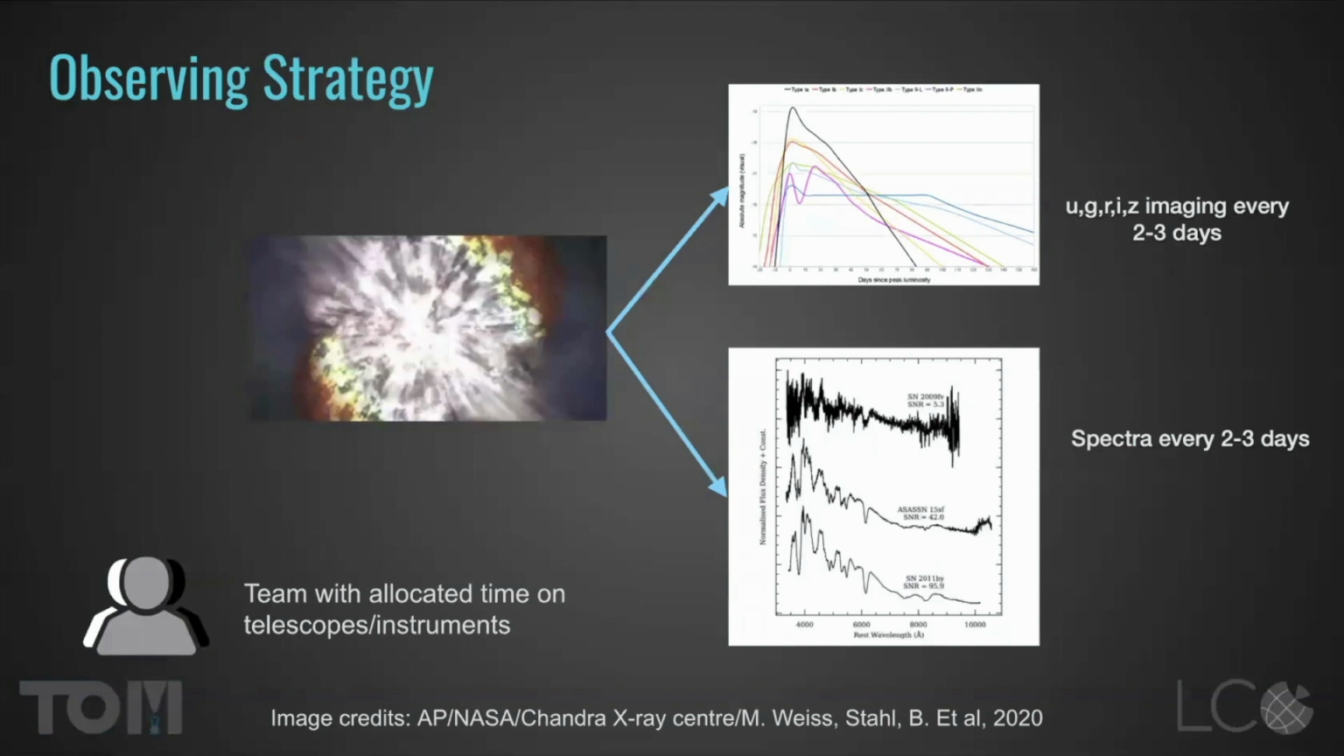Another feature that the TOM offers is support for predefined cadence strategies. It's often the case that astronomers can define their observing strategy in advance, even if they don't know exactly what their targets will be. For instance, when a supernova is detected, an observing team who have applied for time on a given telescope know that they're going to be taking time series imaging in multiple filters every few days, and likewise spectra. This may need to continue for several months.